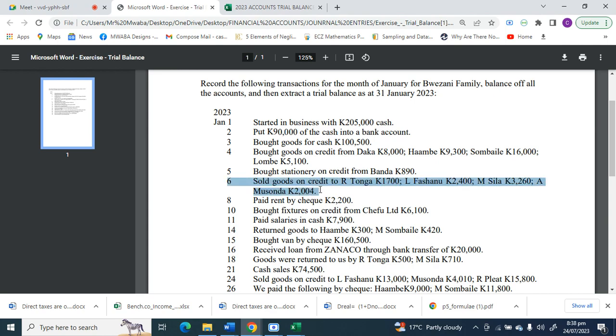Transaction 6. Sold goods on credit to R. Tonga 17, L. Fashanu 24, M. Silla 326, M. Sonda 2004. What transaction is this? What is happening here?